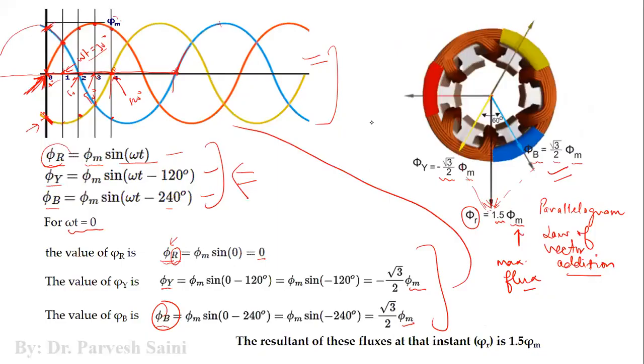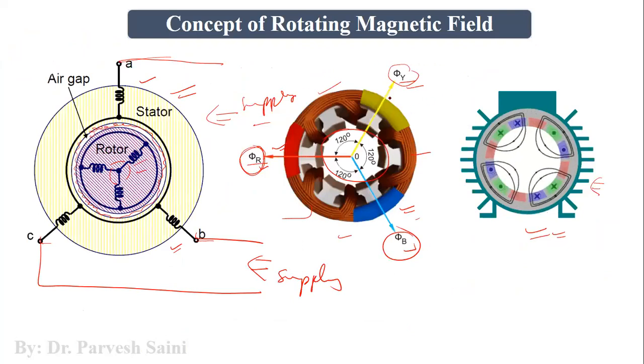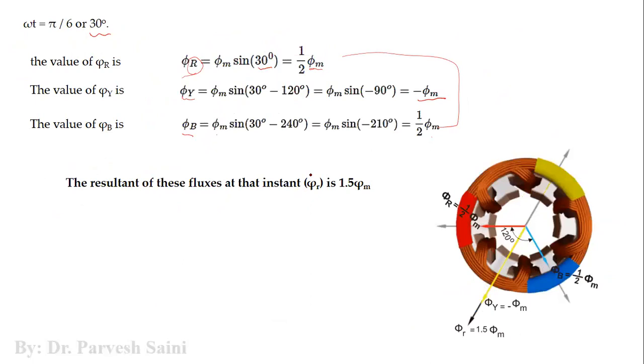In the very first slide we have seen that these three are vectors, phasors, right? So we will add them using the given law. Here, as you see, this red phase is 1 by 2 phi m. So it is shown here, red phase. Then we have a blue phase which is 1 by 2 phi m. Then we have a yellow phase. So we have all these three phases here, right?